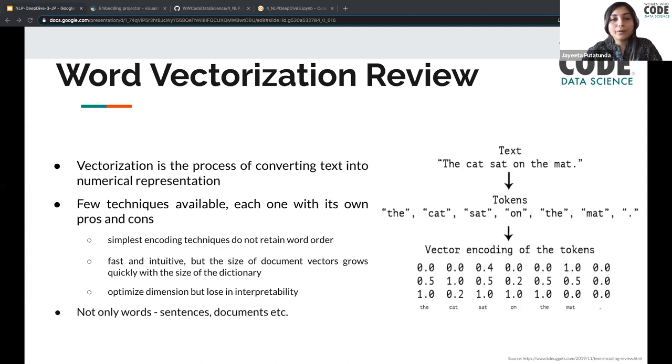One thing we need to note about text encoding is that there are a few techniques available, like we discussed last week, but each one of those techniques has a pro and a con. So we need to see which is best suited for our particular task at hand. The simplest encoding techniques do not retain word order, like we saw with the bag of words model, but some others do. Some encoding techniques are very fast and intuitive, but the size of the resulting document vectors may not be very useful to apply on a hands-on basis at all times.